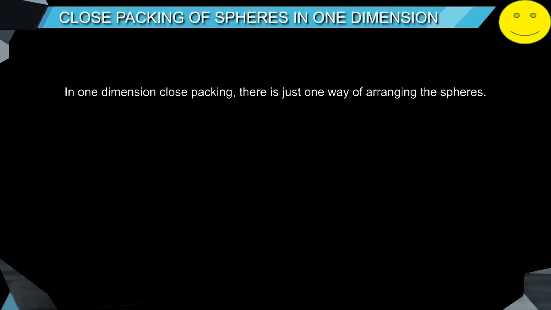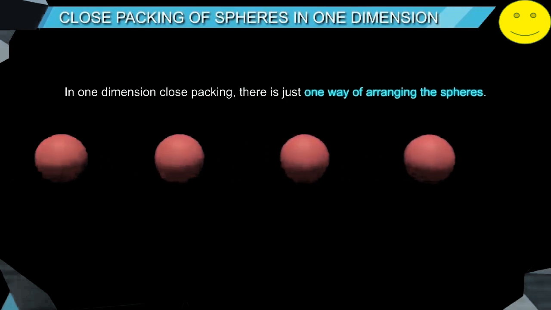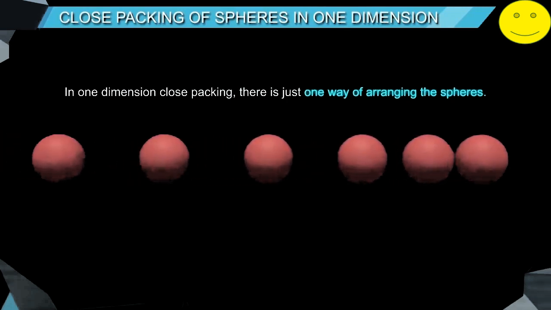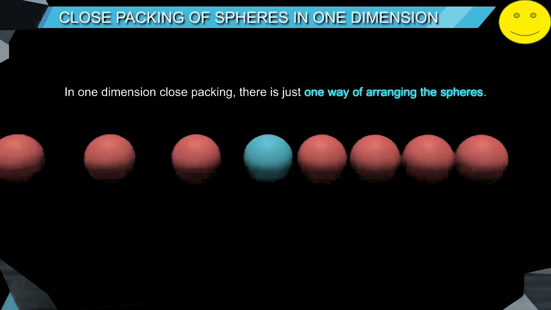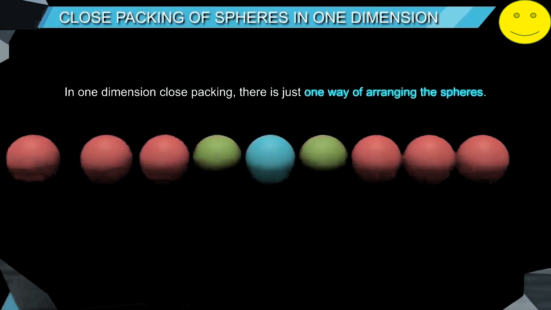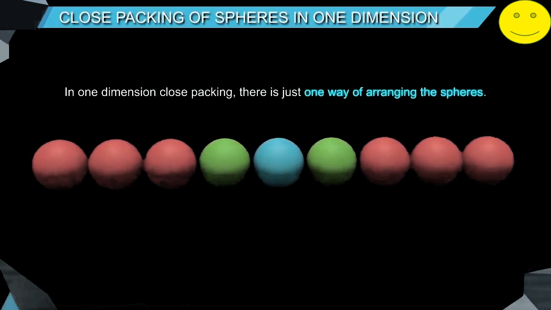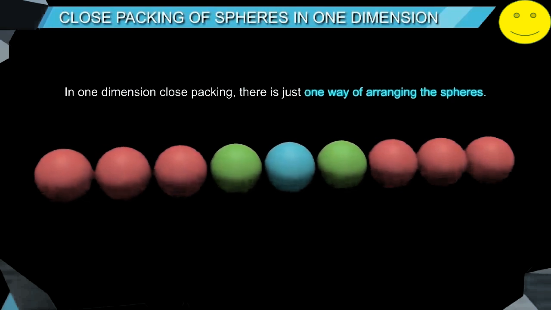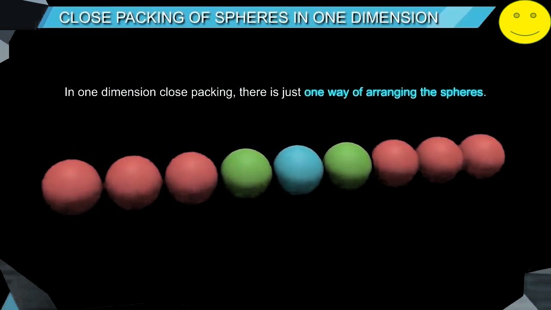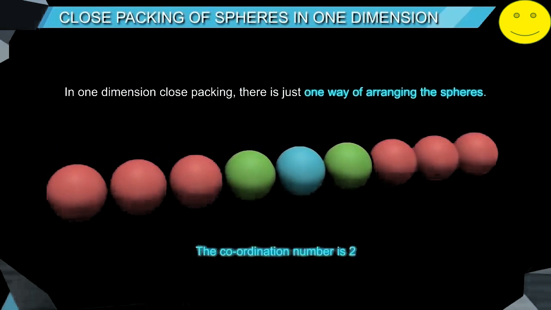Close packing of a sphere in 1 dimension. In 1 dimension close packing, there is just one way of arranging the sphere. Here the spheres are arranged in a row touching one another. As a result, each sphere is in contact with 2 other neighboring spheres. Thus, in 1-dimensional close packing, coordination number is 2.